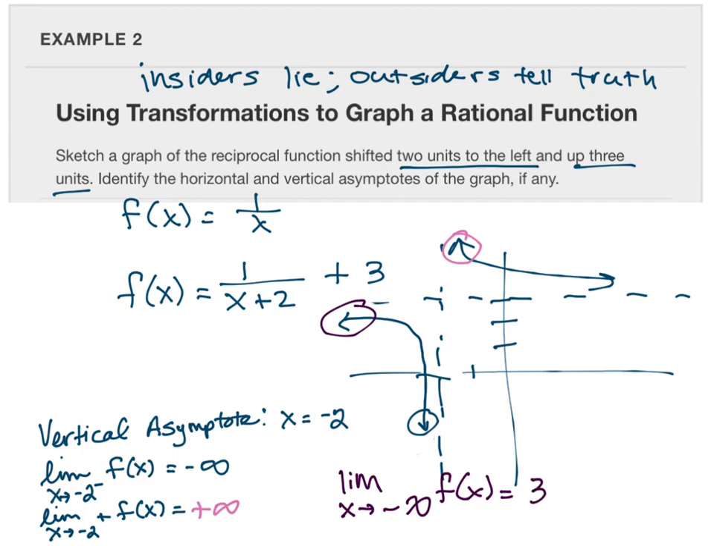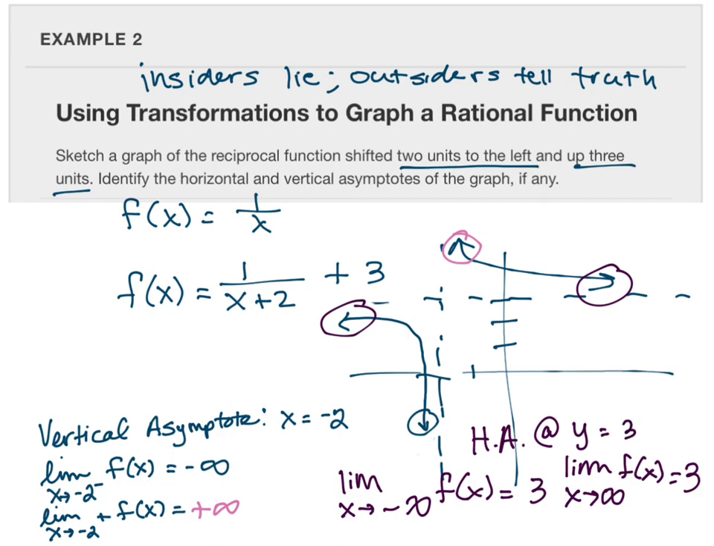Good. And talk to me about this tail. The limit as x approaches positive infinity of f of x is 3. Good. So, what do we know? There is a horizontal asymptote at y equals 3.